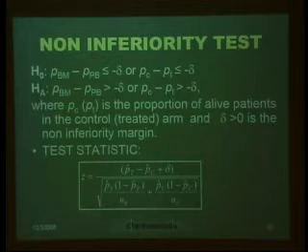I can state my hypothesis in this way. This is the same as I had in the slides before. I just changed it a little bit, but it's exactly the same. My null hypothesis is saying that this group is worse than this group, and my alternative hypothesis is saying that this group is not worse than this group by this amount delta. So that's what my hypotheses are saying.